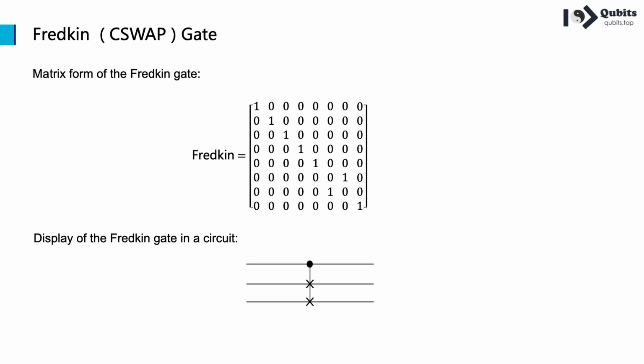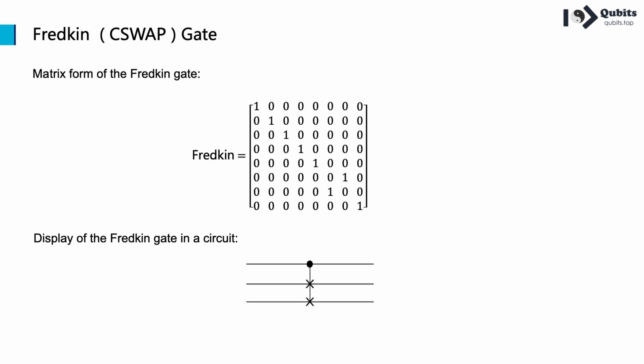In terms of its matrix form, the Fredkin gate can be represented by a 3x3 matrix that has the identity matrix on the first row and column, and the swap matrix on the remaining elements when the first qubit is in the state ket 1. When the first qubit is in the state ket 0, the matrix is simply an identity matrix.